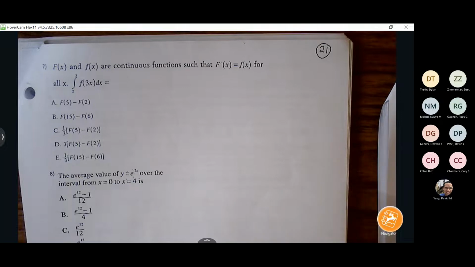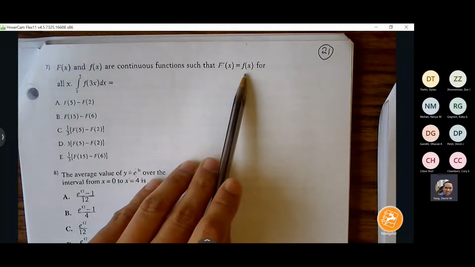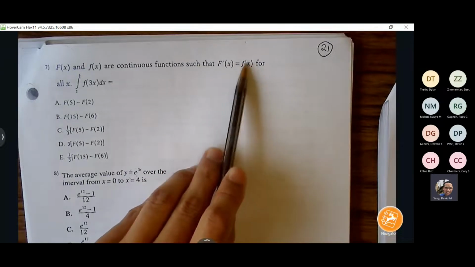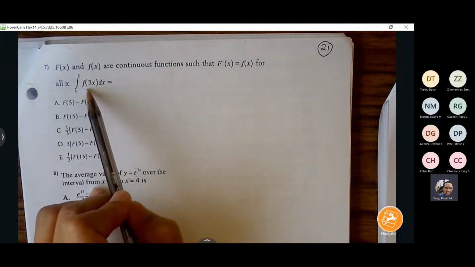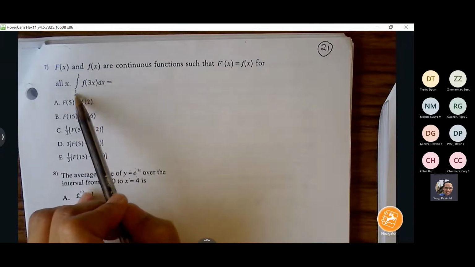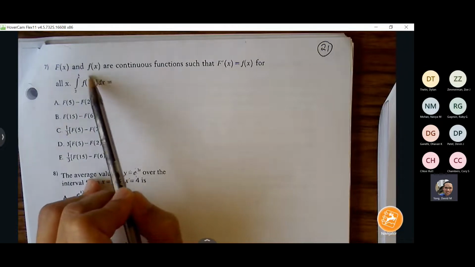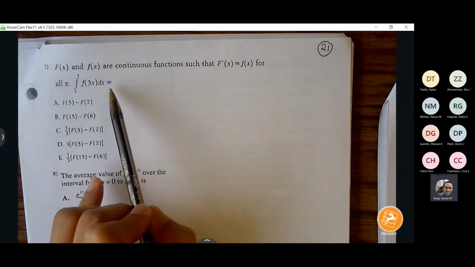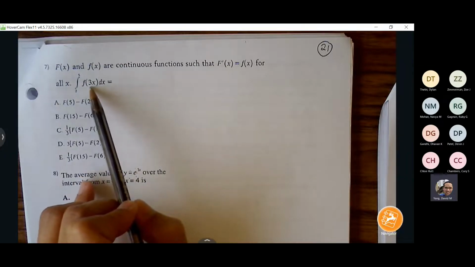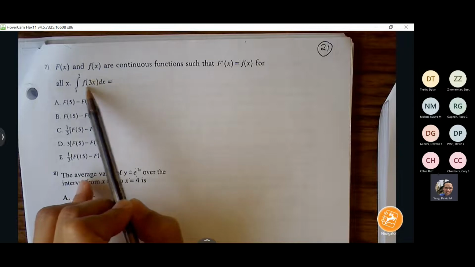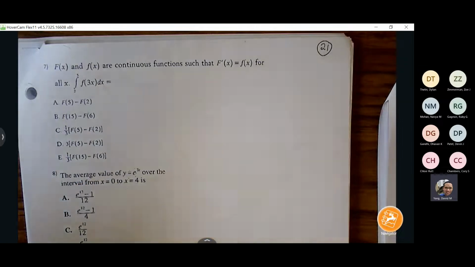Okay, uppercase F and lowercase f are continuous. Uppercase F prime equals f of x, so we know that this f is really at the F prime level. We want to find the definite integral of f of 3x from 2 to 5. So we see this parentheses here. That's the indication that we can't do power rule. However, we are going to go through u substitution because we see that 3x. It's not just f of x, it's f of 3x. We know there's going to be some leftover coming out of that 3x. So go through u substitution.